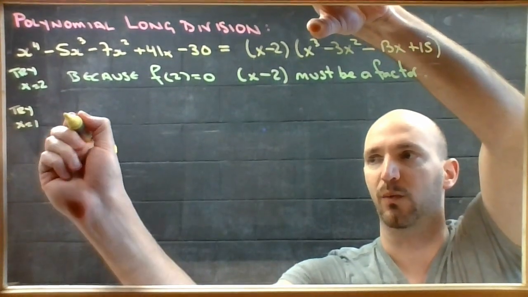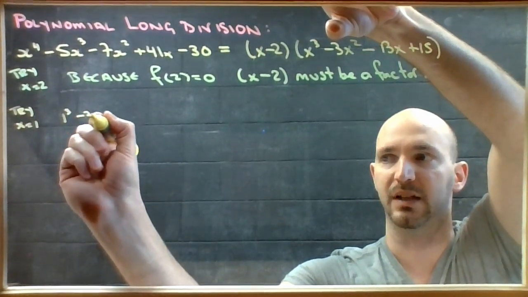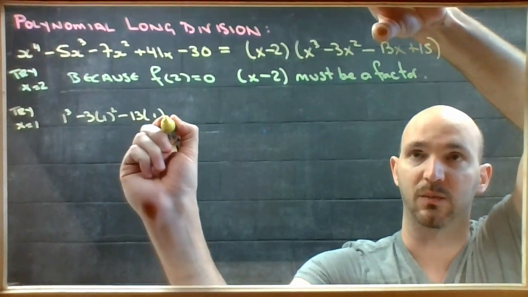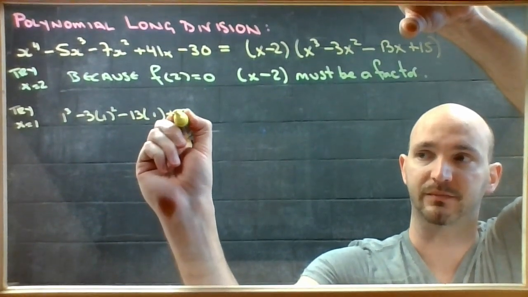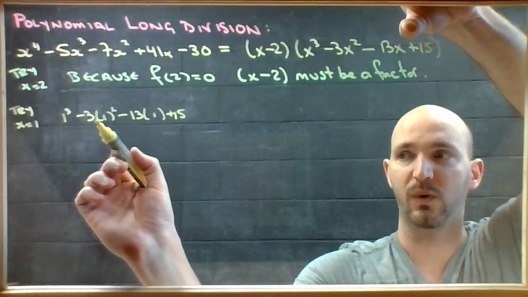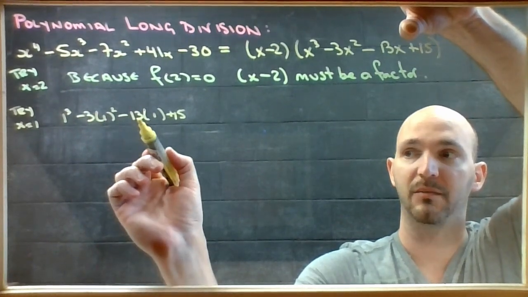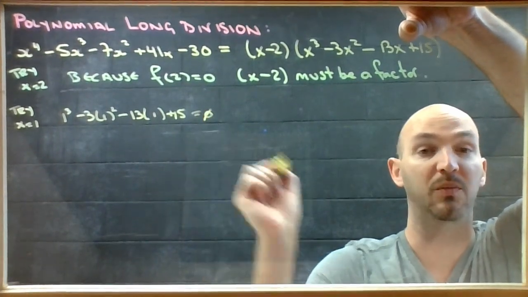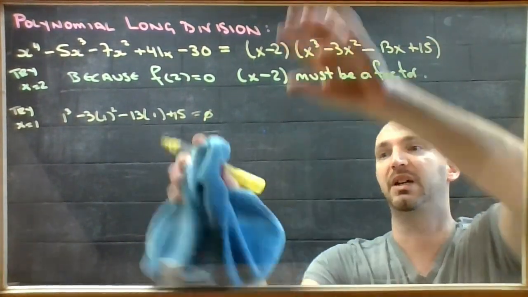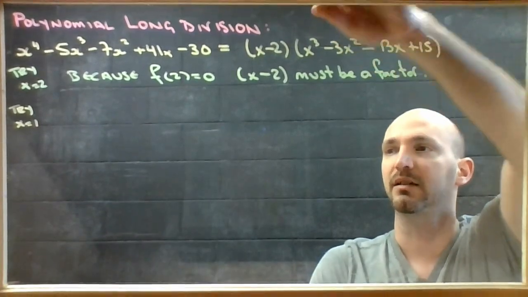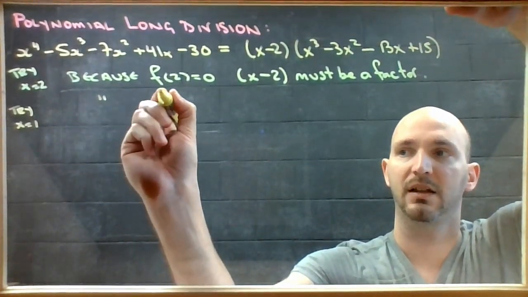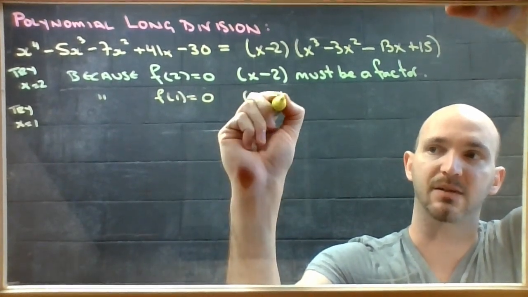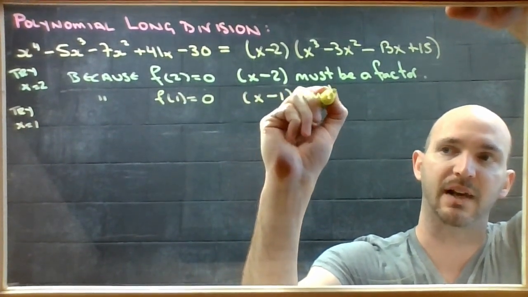So I would end up with 1 cubed minus 3 times 1 squared minus 13 times 1 plus 15. And that's 1 minus 3, which is minus 2, minus 13 is minus 15, plus 15 equals 0. Lo and behold, it did work. So, because f at 1 equals 0, x minus 1 must also be a factor.